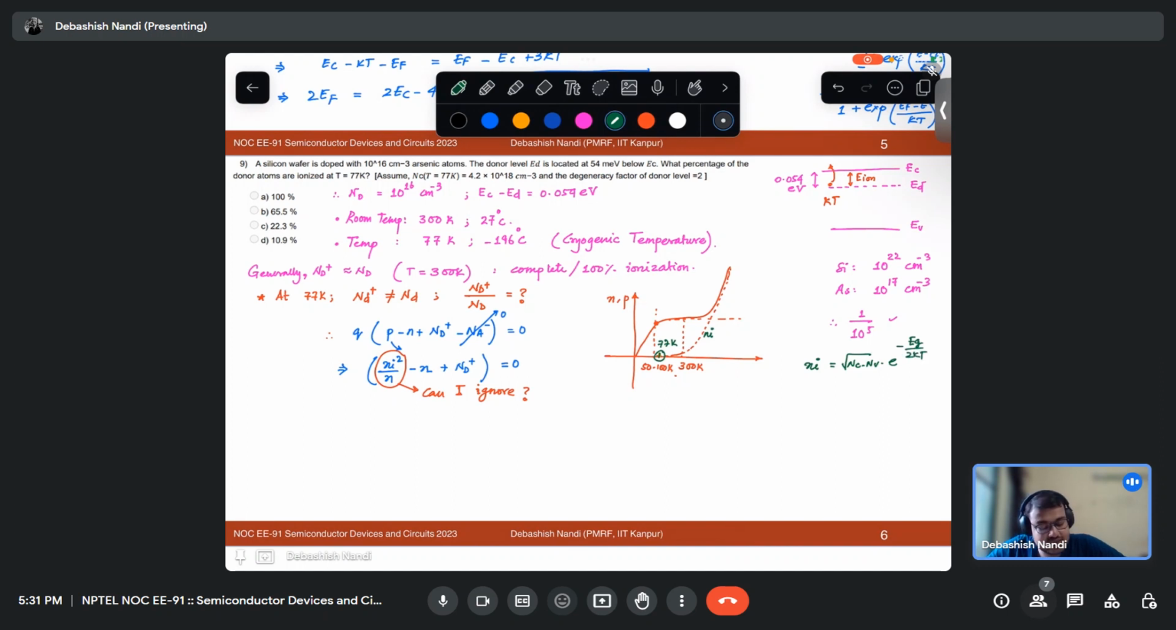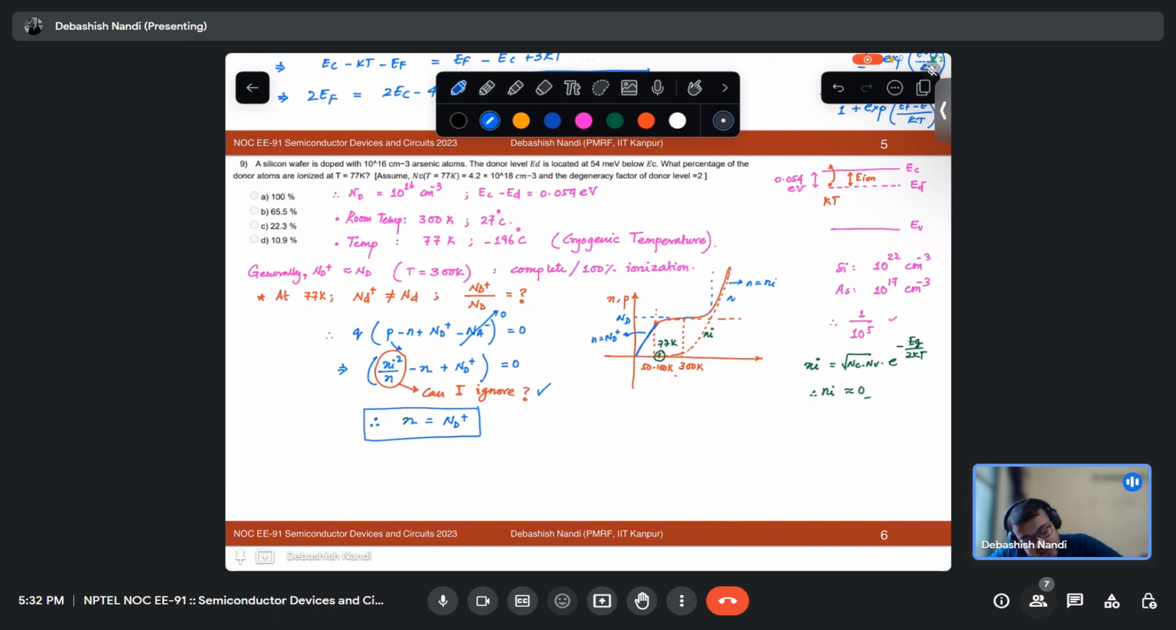So if your T is small, this quantity is large, and e to the power minus that quantity is large, meaning this Ni is almost zero, you can neglect it, or it will be very small. So you can ignore this, and you will get N equals Nd plus. This is also true from this plot: in this range N would be equal to Nd plus, in this range it will be Nd, and in this range it will be N equal to Ni, right?